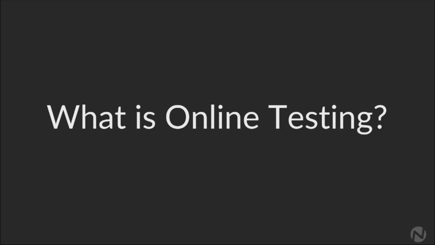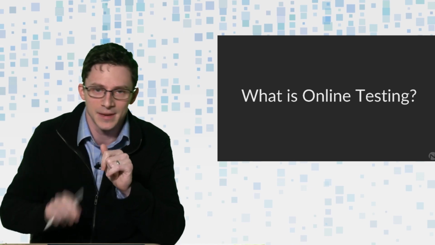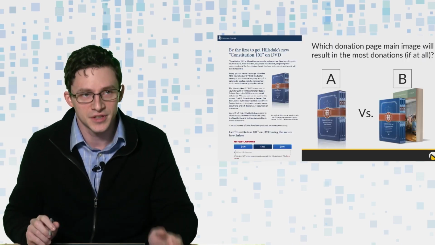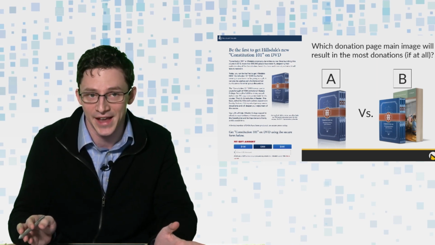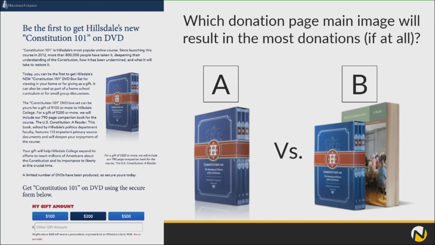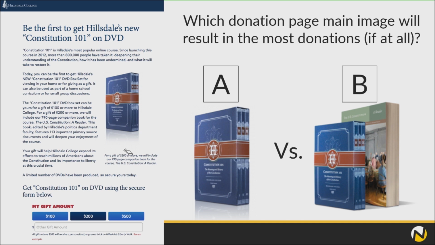Let's talk about A/B testing. What is online or A/B testing anyway? Let's just make sure we're all on the same page. For example, an A/B test would be like this. Version A, that's what we mean by A in the A/B, might be one version of the donation page where I'm going to show this picture. And version B says that for 200 or more, it'll give me an additional thing, but I'm not showing it in version A. So version B is actually going to show that additional thing. This would be what an A/B test is.